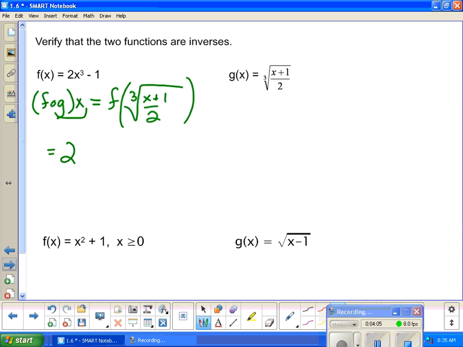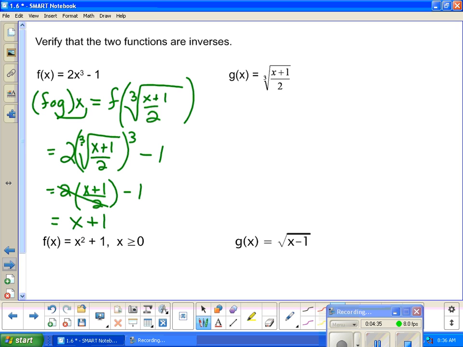2 times cube root x plus 1 over 2, but that is being cubed, minus 1. Well, a cube and a cube root are inverses. They undo each other. So let's do this then. 2 divided by 2 is 1. So now I have x plus 1 minus 1 equal x. So yes, the first composition equals x.